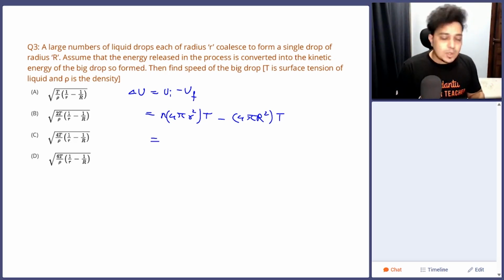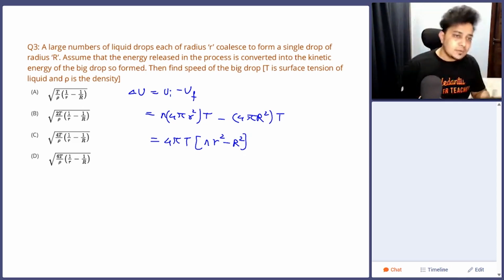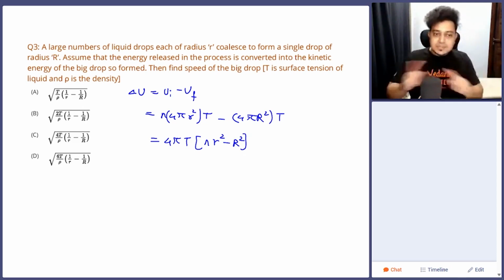We can take a few things common here. We can take 4 pi common, T common. Inside we have n into small r square minus capital R square. Our answer is in terms of small r also, capital R also. So what is the relation between small r and capital R?